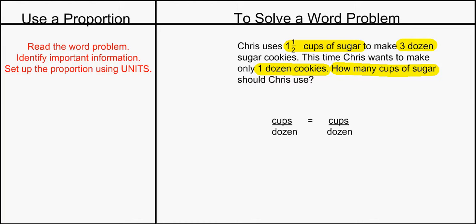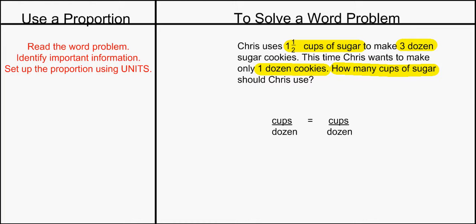Let's try this one. Chris uses 1½ cups of sugar to make 3 dozen sugar cookies. This time, Chris wants to make only 1 dozen cookies. How many cups of sugar should Chris use?